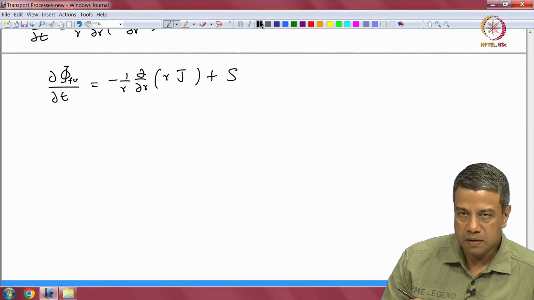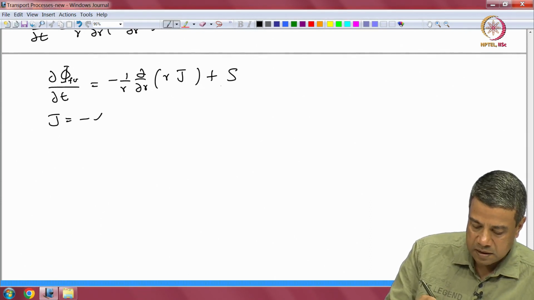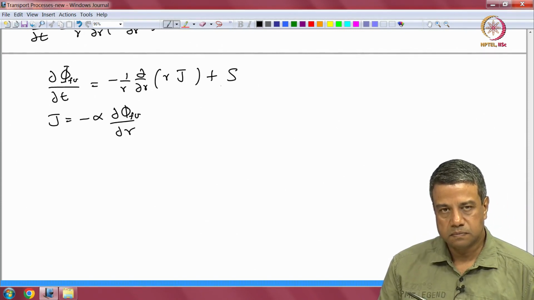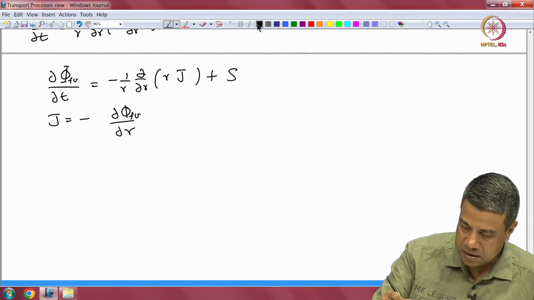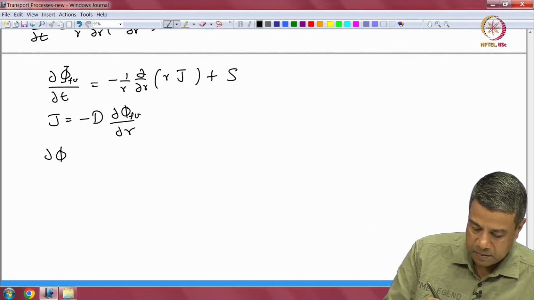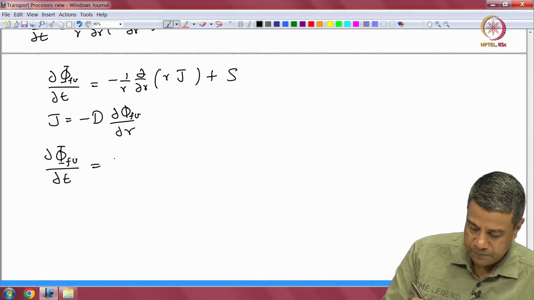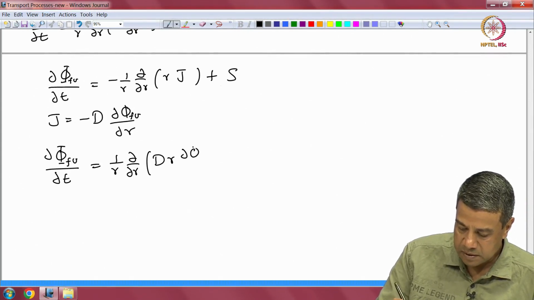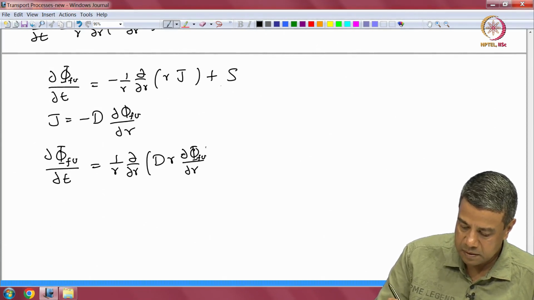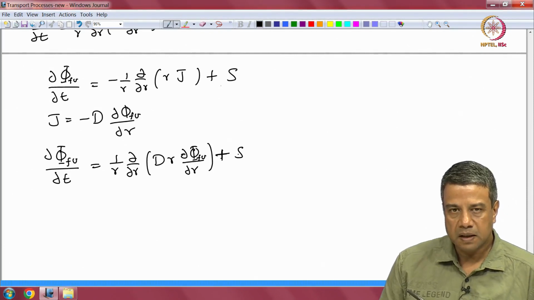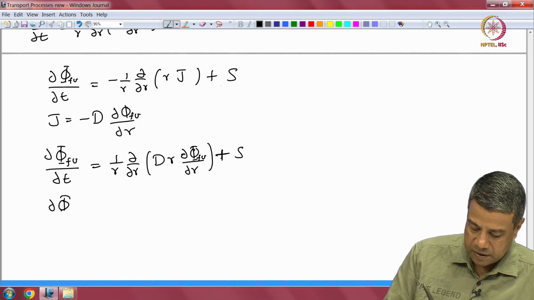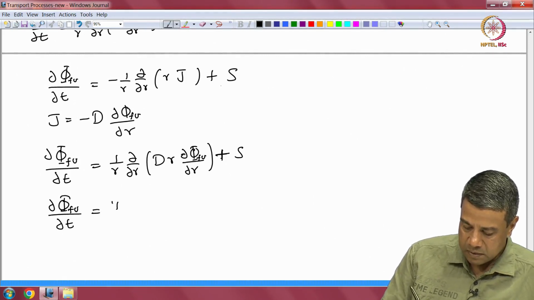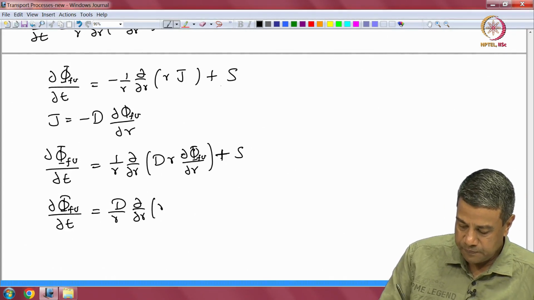And using the constitutive relation, J is equal to minus alpha times partial phi by partial r. Rather than alpha, I will write this as the generalized diffusion coefficient. Then my equation for the field variable becomes partial phi by partial t equals 1 by r partial by partial r of the diffusion coefficient times r partial phi by partial r, plus S. And if the diffusion coefficient is also a constant, partial phi by partial t is equal to D by r, plus S.